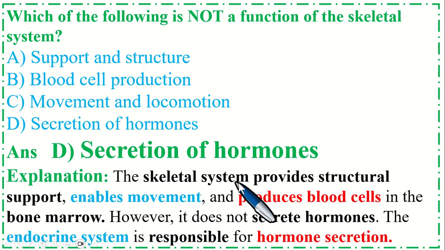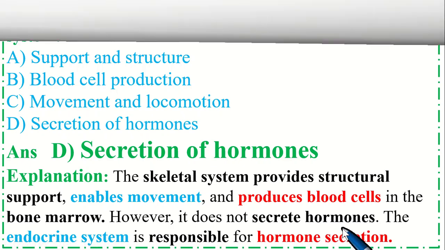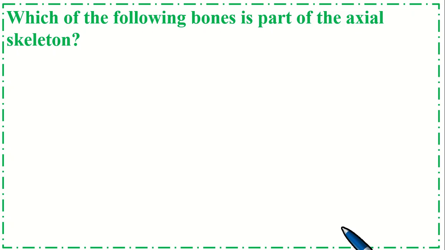The skeletal system provides structural support, enables movement, and produces blood cells in the bone marrow. However, it does not secrete hormones. The endocrine system is responsible for hormone secretion. Dear students, this is very important MCQs.